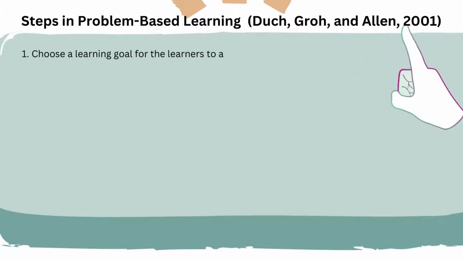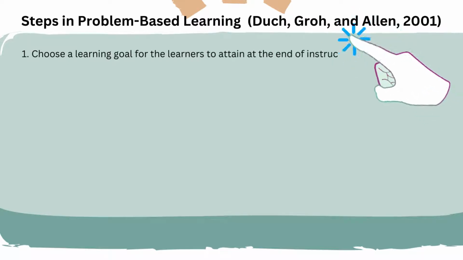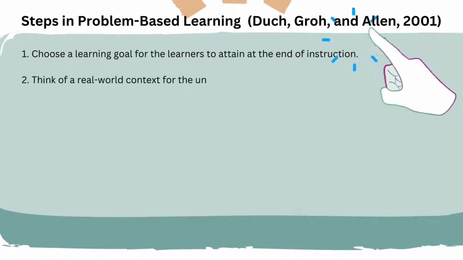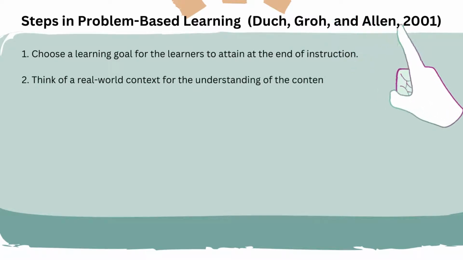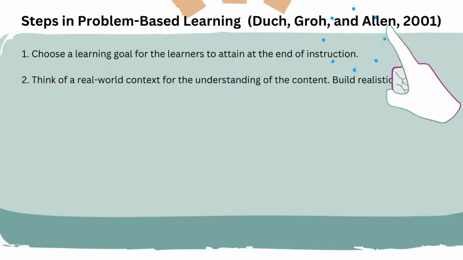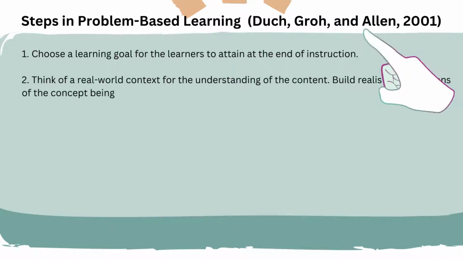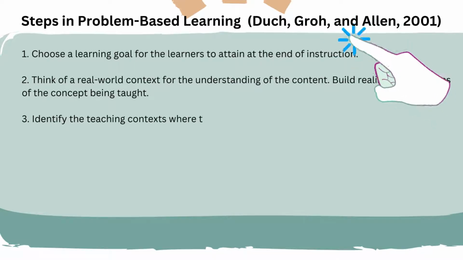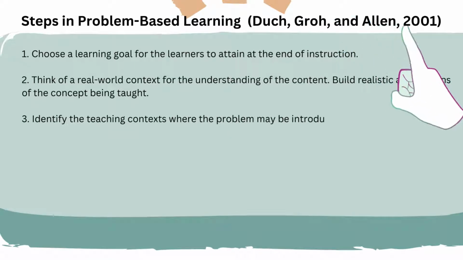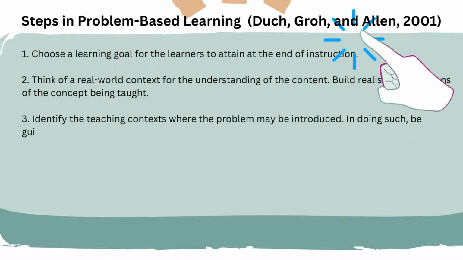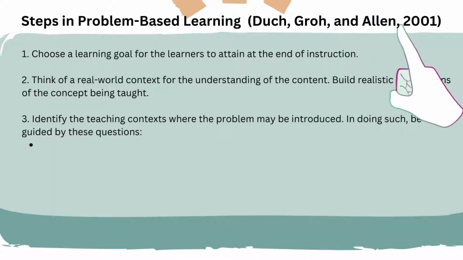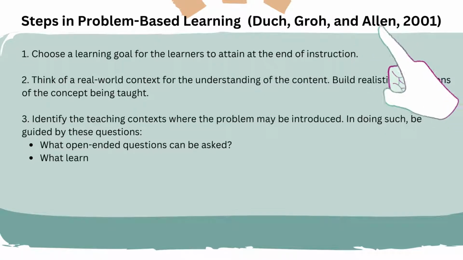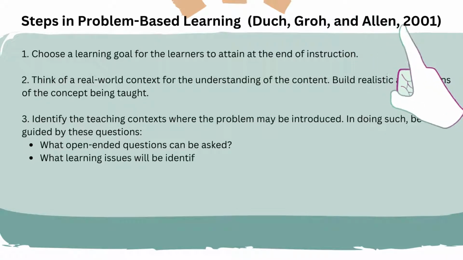Problem-based learning can be implemented by considering these steps. Dutch, Grow, and Allen, 2001. 1. Choose a learning goal for the learners to attain at the end of instruction. 2. Think of a real-world context for the understanding of the content. Build realistic applications of the concept being taught. 3. Identify the teaching contexts where the problem may be introduced. In doing such, be guided by these questions.